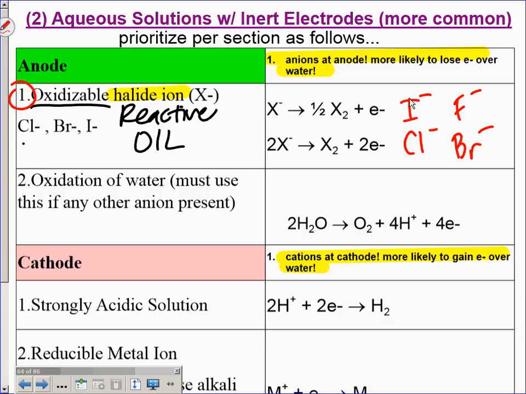If you do not have a halide present, you have an aqueous solution, you have to let water do the job. So water has to allow for oxidation to occur, but water can do both oxidation and reduction. That's why it's our second tier. If you have a halide, it's priority. If you don't have a halide and you have water, which we will because it's aqueous, you have to let it do its job.